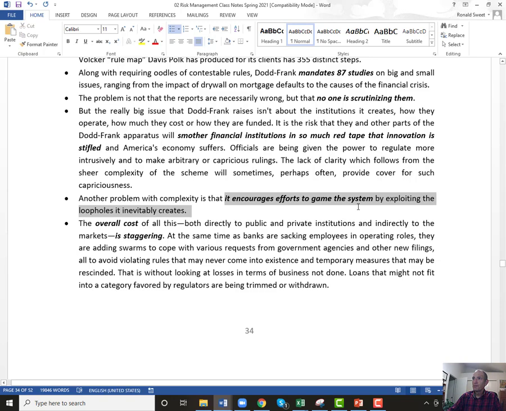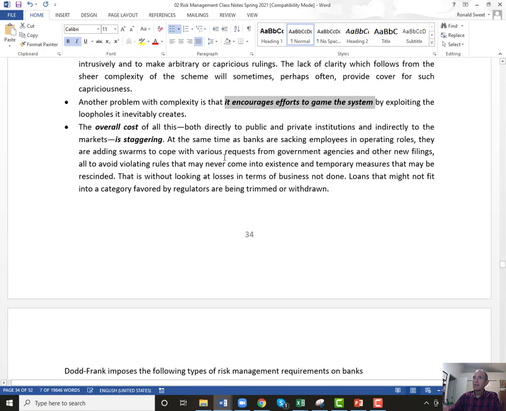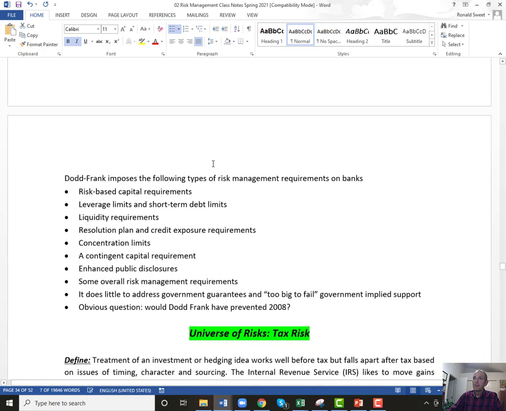So it encourages people to game the system because of its complexity. The complexity allows people to game the system. Its overall cost is just immeasurable. It's pretty amazing. What does it actually do? Again, I recommend that one book I've mentioned a couple of times on regulating Wall Street. It goes through this law in quite a bit of detail.